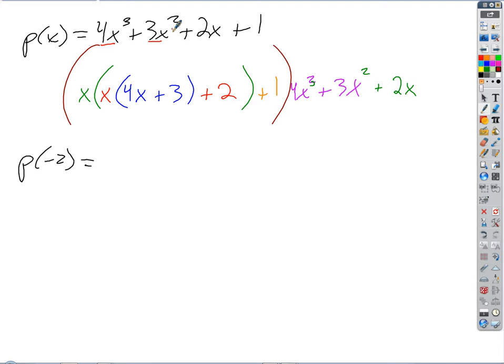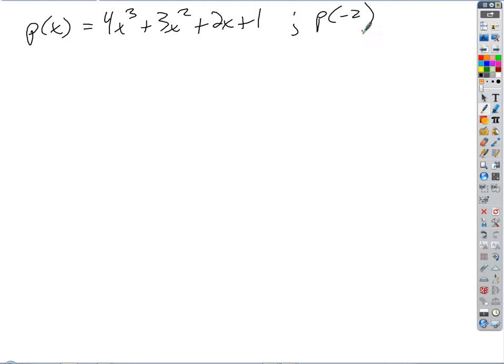Okay, here's a shortcut way of looking at that. So I'm going to rewrite this thing here. We've got p of x, once again, is 4x cubed plus 3x squared plus 2x plus 1. And let's find p of negative 2. We can use what's called synthetic substitution and take advantage of that process of just nesting the polynomial.